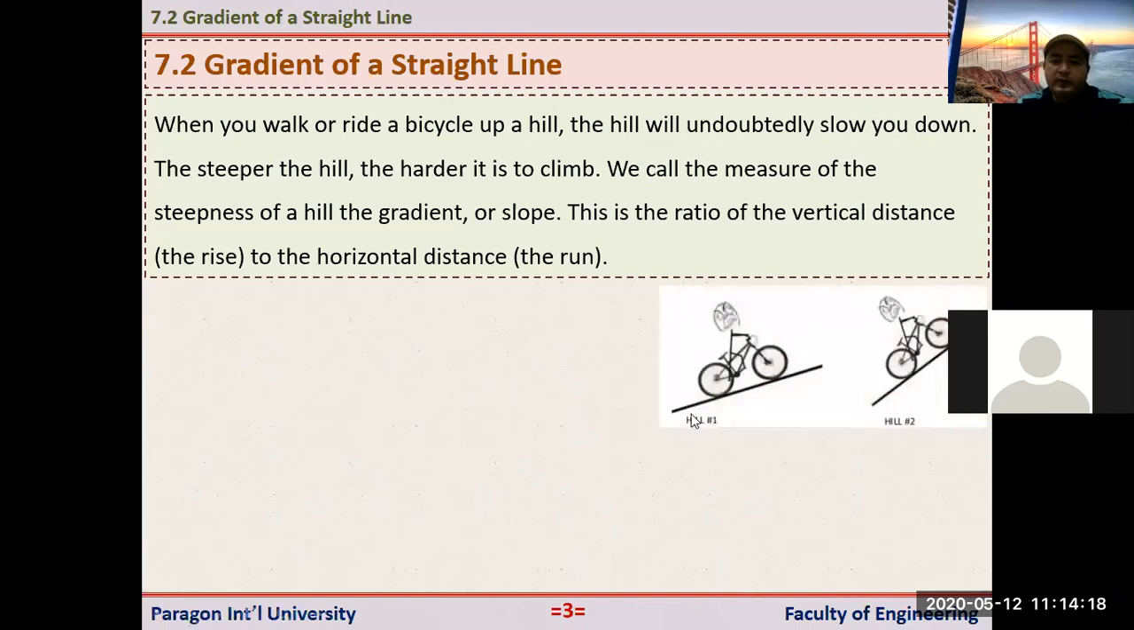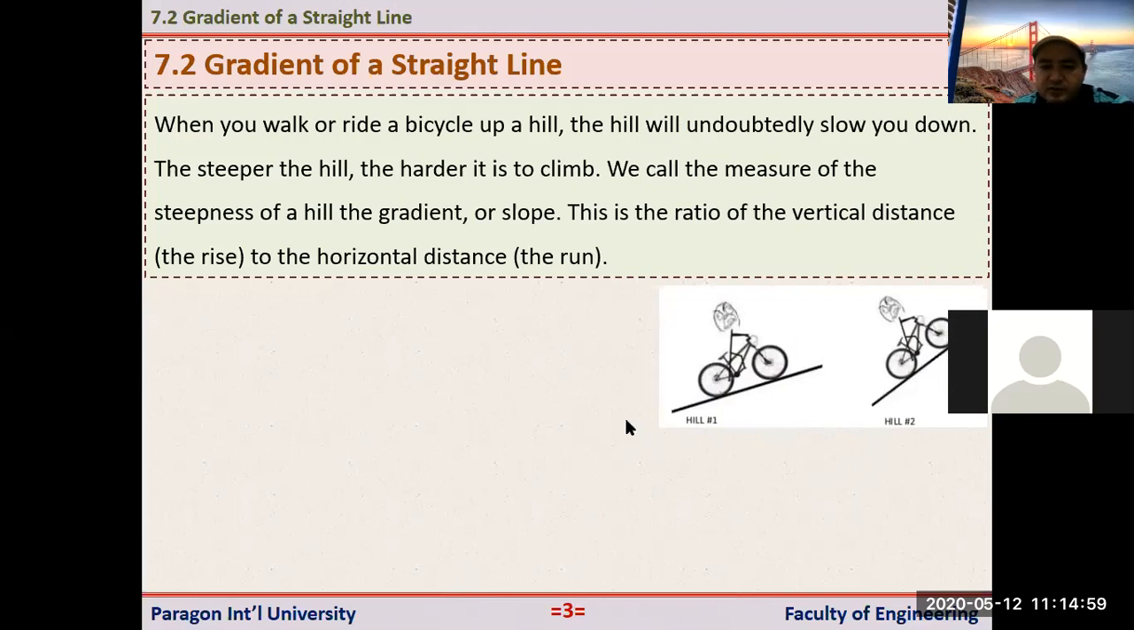So here we are given two hills, the first one and the second one. Simply, as you see here, from the front, this road looks like a straight line, and this one also looks like a straight line, right? And from here we can see that riding a bike on this road is easier than riding a bike on this road, because here you don't have to use a lot of force. Why? Because this road is steeper than this, right?